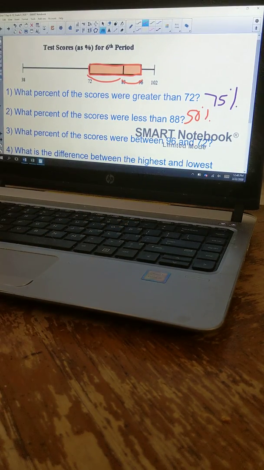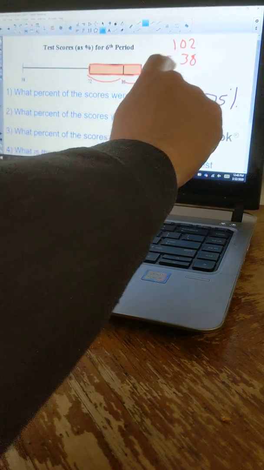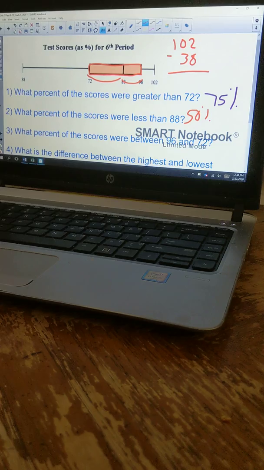And the last one, what is the difference between the highest and lowest scores? Well, the highest score looks like somebody got bonus points, got 102. The lowest score is 38. So to find the difference between them, we're just going to subtract.